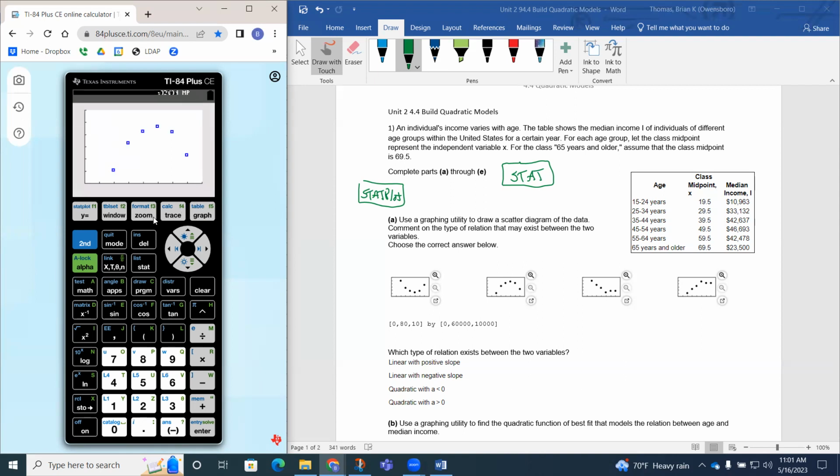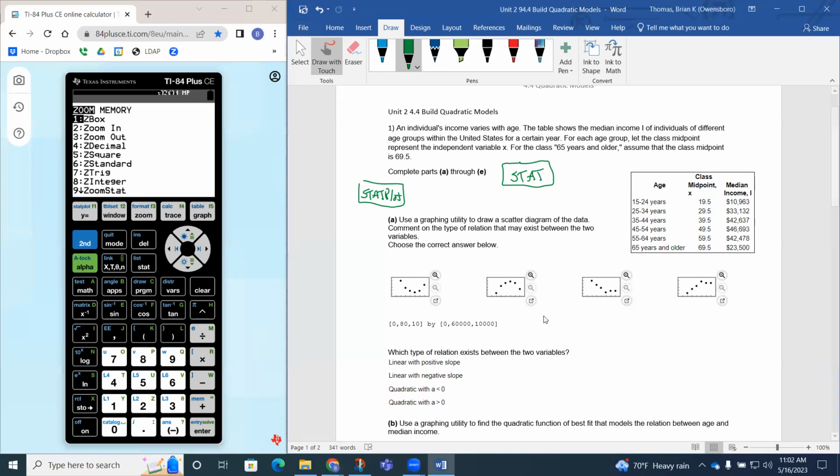Now, what you can also do, remember, if you just hit zoom and number 9, it'll do the scale for us as well. Notice it's not quite the same, but it's close. So either way, if you don't want to change that window, you can use zoom stat and it'll create a window for you. Under zoom, if you choose number 9, zoom stat, you won't have to mess with the settings of the viewing window. It'll be close enough.